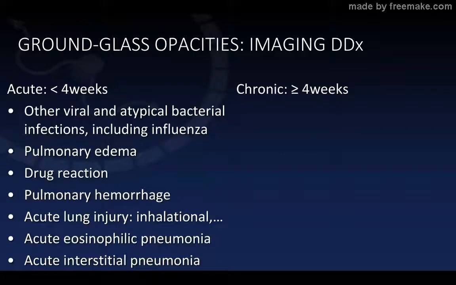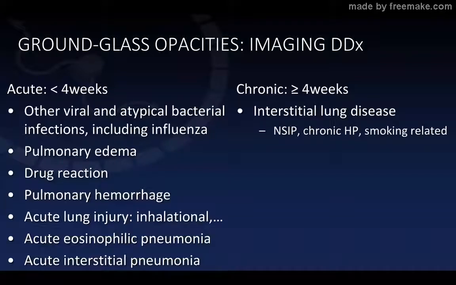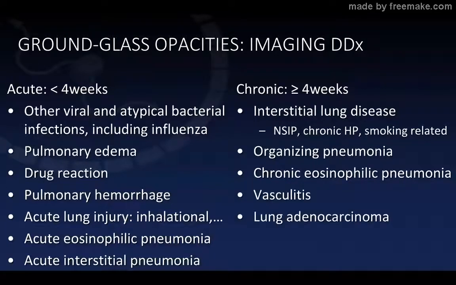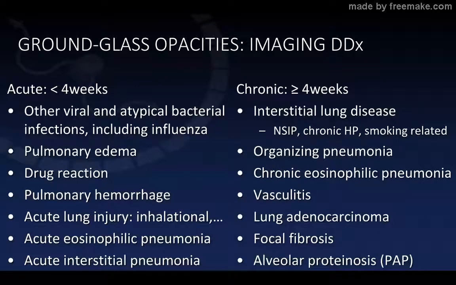Chronic findings of ground glass are less relevant in a lot of these patients now, but you have to keep in mind interstitial lung disease, such as NSIP, chronic hypersensitivity pneumonitis, and smoking-related lung diseases. Organizing pneumonia traditionally was thought to be chronic, but this disease process is now changing our perceptions, given how fast evolving the emergence of organizing pneumonia is. Other exotic entities include chronic eosinophilic pneumonia, particularly overlapping given the peripheral distribution, vasculitis, lung adenocarcinoma, fibrosis, and the rare entity pulmonary alveolar proteinosis.